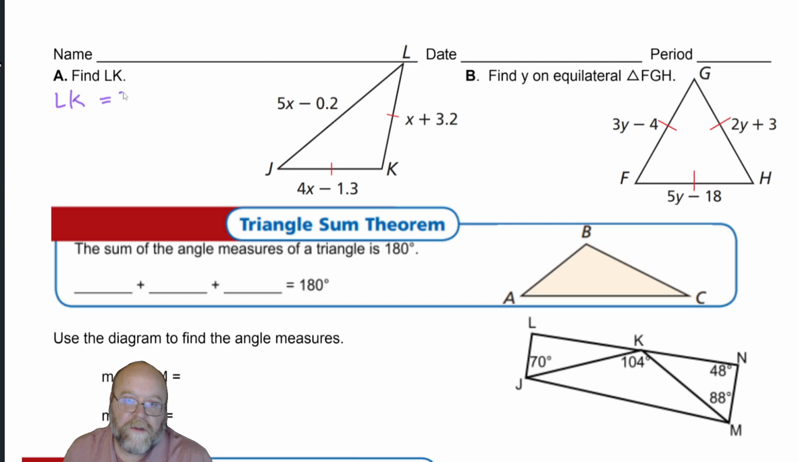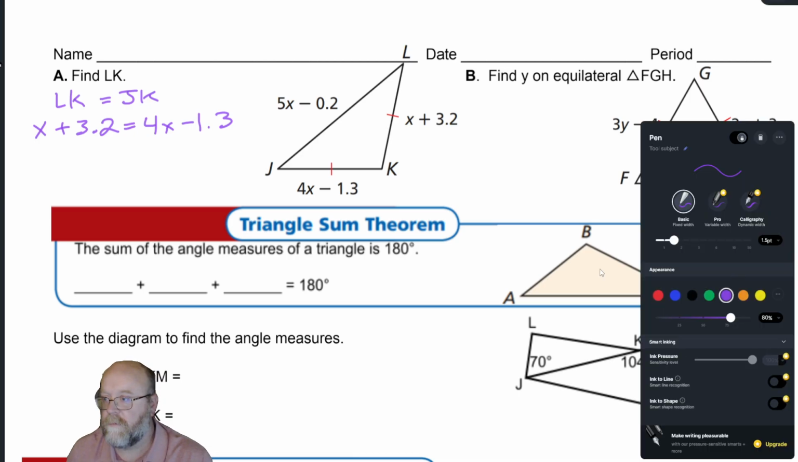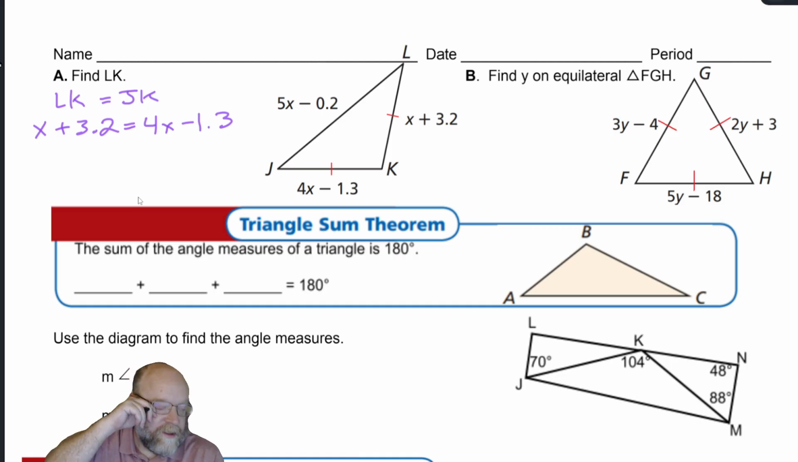LK is equal to JK. So let's substitute in LK. That's x plus 3.2. And that's going to be equal to whatever JK is. Let's come down here to our picture. Oh, there it is. It's 4x minus 1.3. Hey, we're doing algebra now. Huzzah. I've sprinkled algebra into your geometry. Now it's time to suffer.